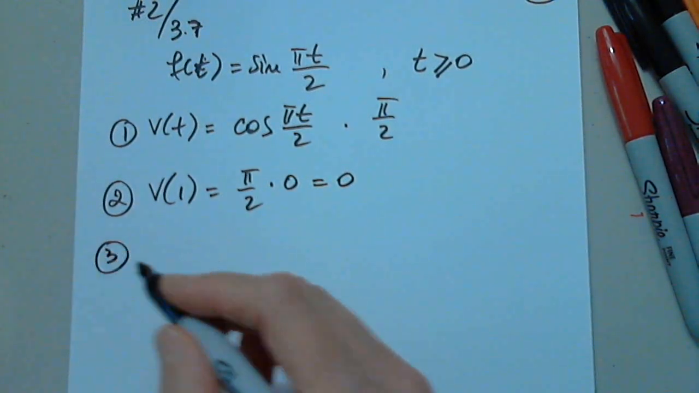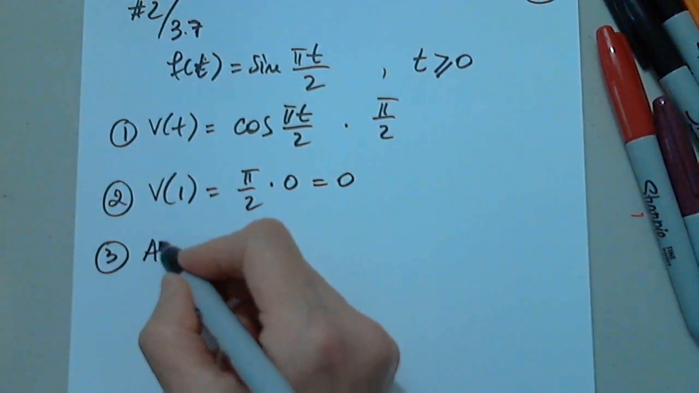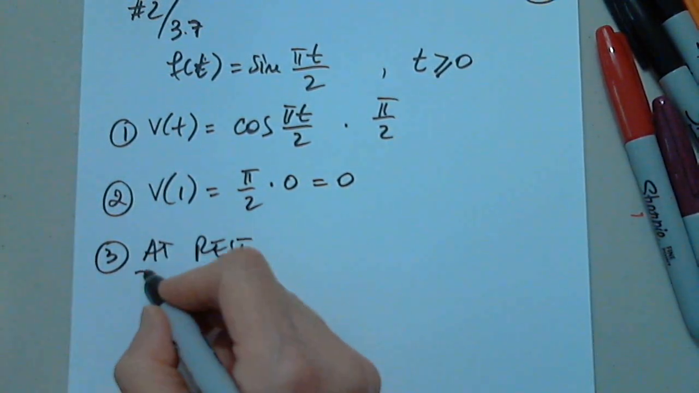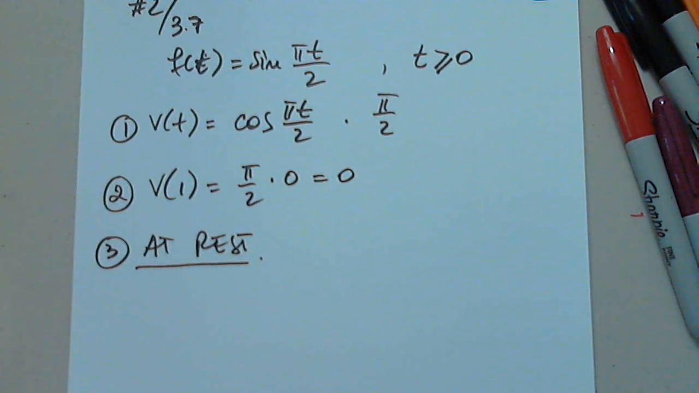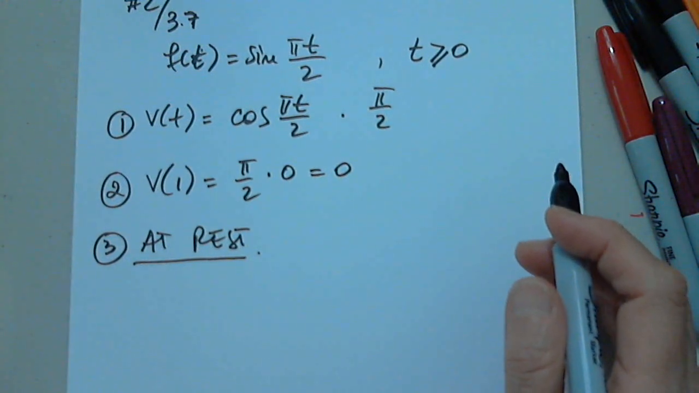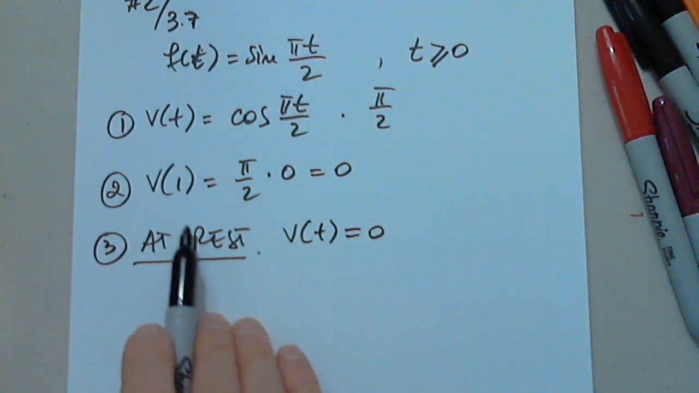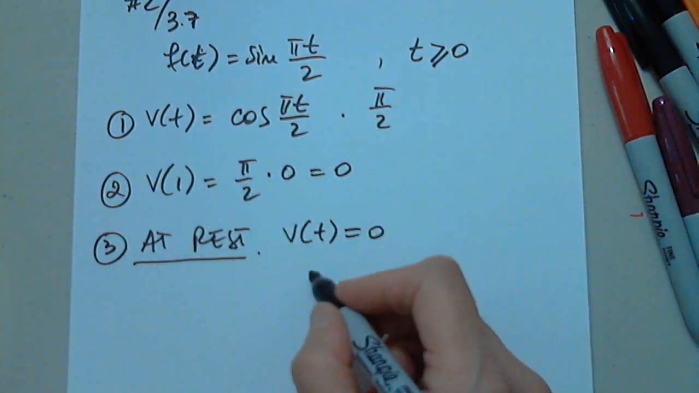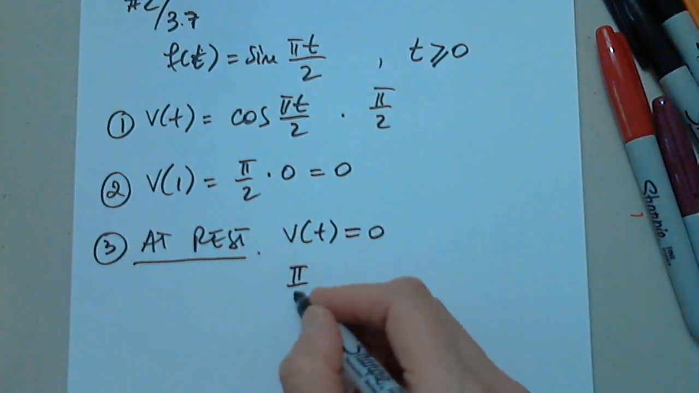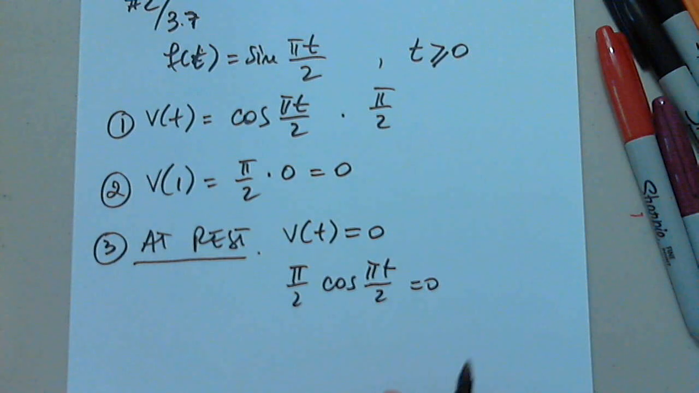What was this third question? When is it at rest? And it says use the parameter n as necessary. So at rest, what do we mean by at rest? What is our velocity when we sit? 0. Yes. So the velocity is 0 at rest. Here's the velocity. So we have pi over 2 cosine pi t over 2 equals 0.